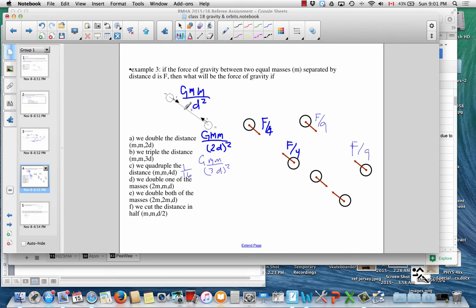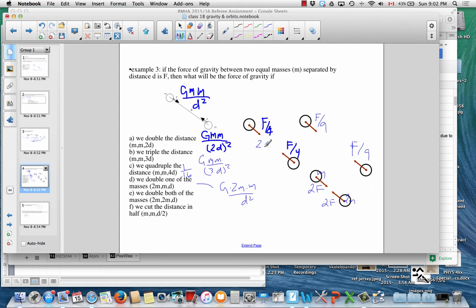Now, if we come back to that original problem where we had m and m, what happens if we double one of the masses? Well, in that case, we're back to just a separation distance d, and we see that we're going to get exactly twice the force by doubling one of the masses, and so on and so on. So this is an exercise in proportional reasoning.